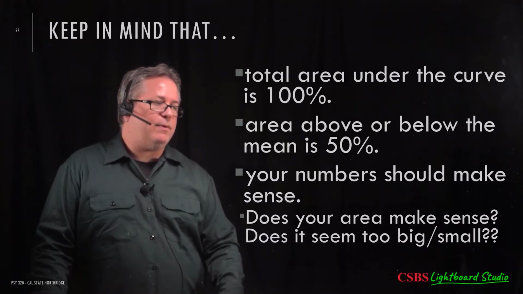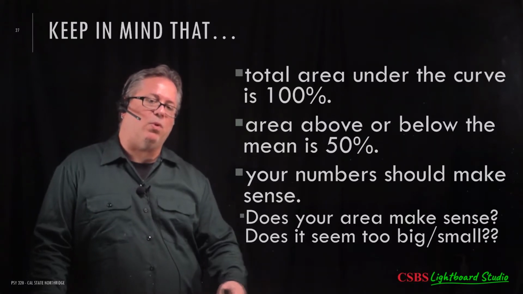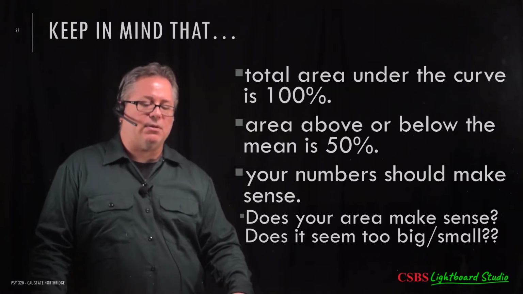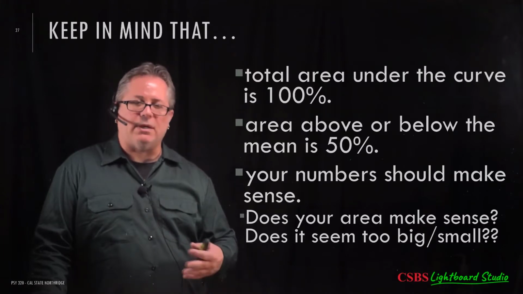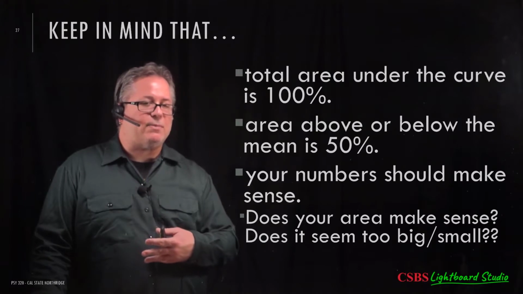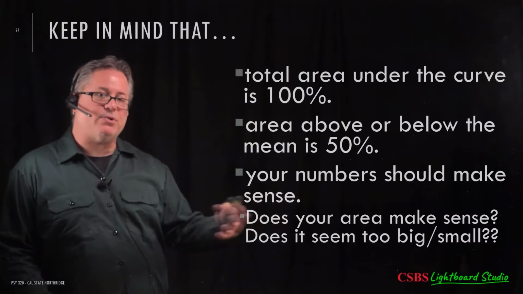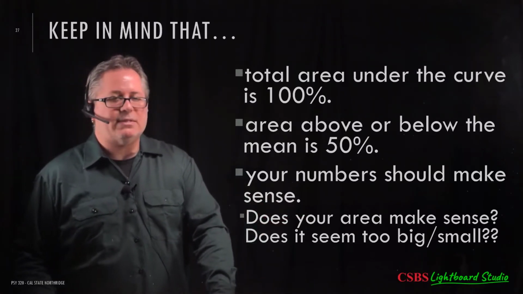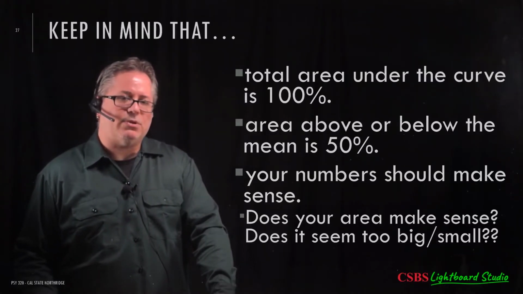The area above or below the mean is 50%. So if you're dealing with values that are on one side of the mean, you shouldn't get anything bigger than 50%, because it's all on one side. So your number should make sense as you compute it. Think about, wait, does this number make sense? Does it seem too small? Does it seem too big? Relative to the rough estimation chart, relative to knowing that 100% of the area is under the curve and that 50% falls on both sides. Think about all those things and figure out, does this number make sense? Does it seem too big or too small for where it is in the distribution?